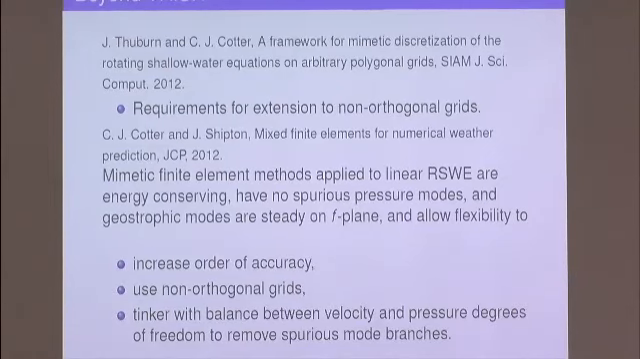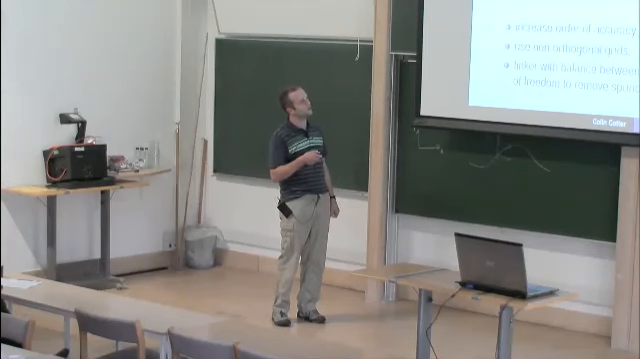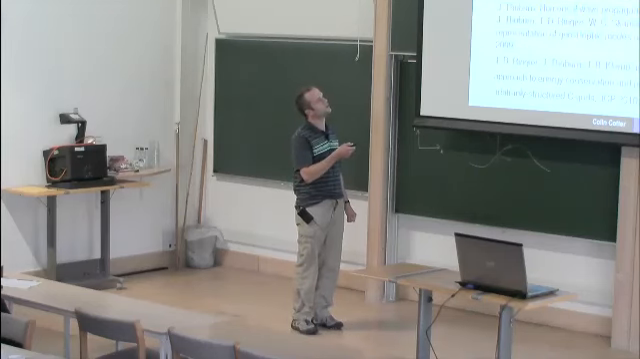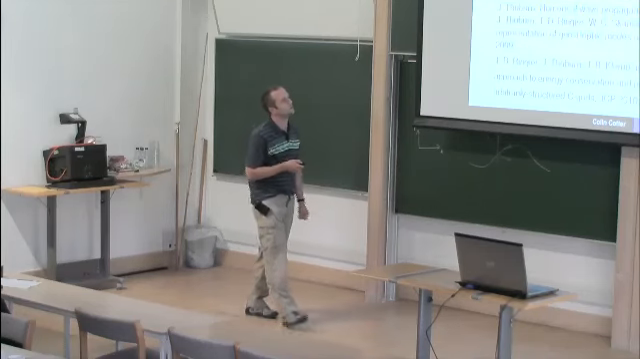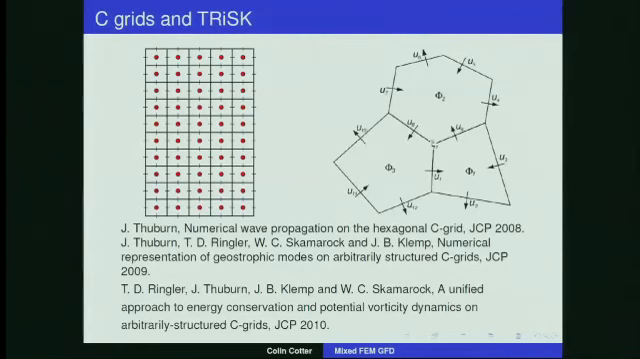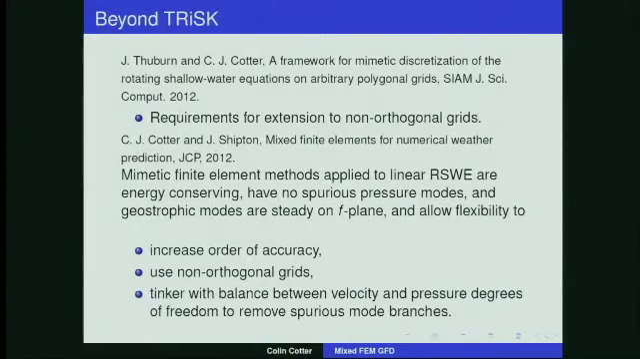But if you've got finite element methods, then there are a few extra things you can have. You can increase the order of accuracy if you want within that framework. You can use an orthogonal grid if you want. And the other thing is that you can play around with the balance between velocity and pressure degrees of freedom to remove spurious mode branches. If you make a grid that's based on hexagons, there are spurious Rossby modes, which were analysed in this paper here. Those branches occur because you've got too many degrees of freedom in velocity compared to pressure. So one of the nice things about the finite element method is that you can mess about with that balance to try to remove the spurious mode branches.